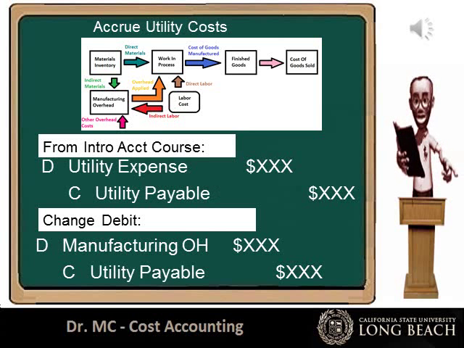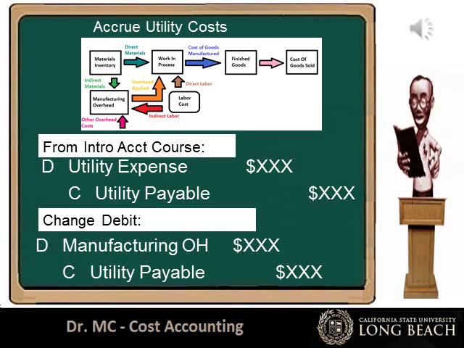Consider the journal entry made when a factory incurs a utility cost on credit. In your financial accounting courses, you were taught to debit some sort of expense, such as utility expense, and credit some sort of payable account, such as utility payable. We know, however, that you generally do not expense factory costs. So, we need to change the debit.